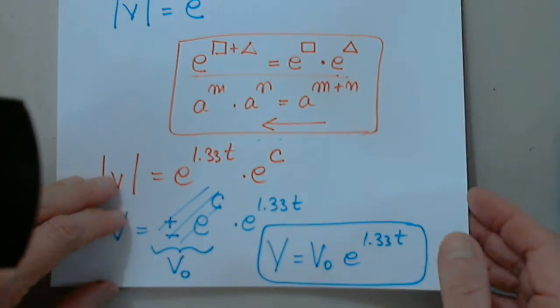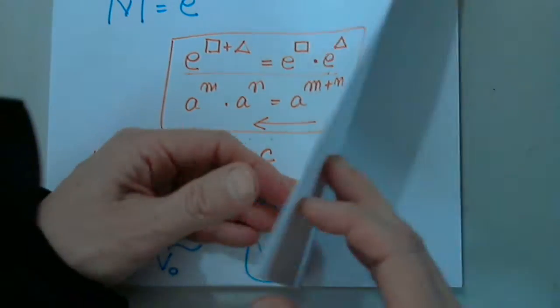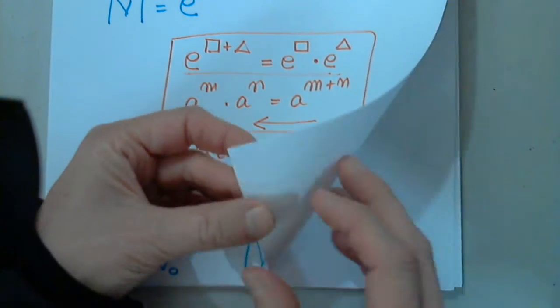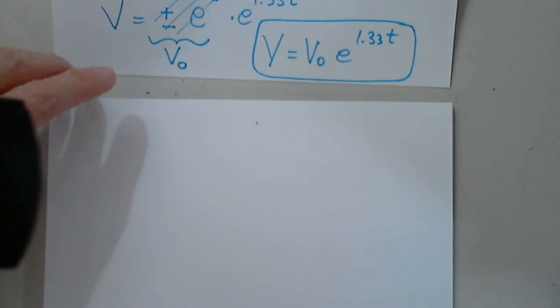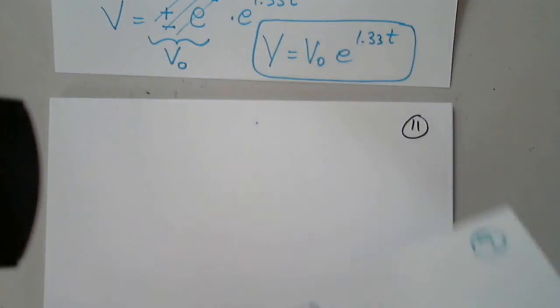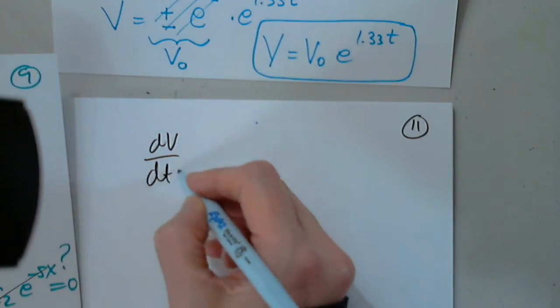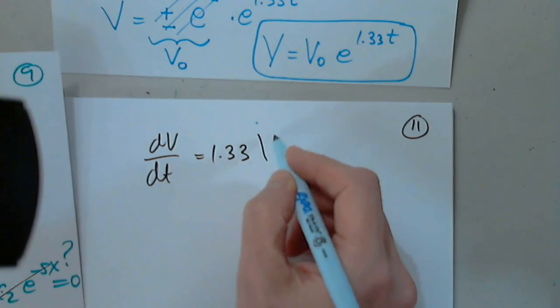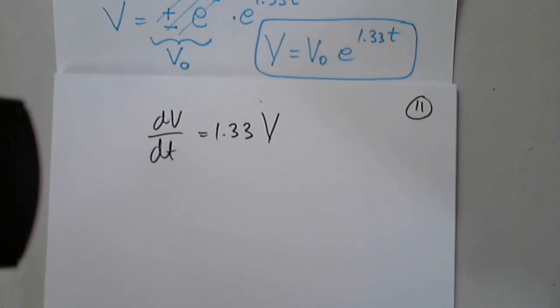Now in part B, they're asking us, now show that this is a solution to the differential equation. So I have to go back. First of all, this is my page 11. I have to copy this. So dv over dt equals 1.33v. Fine. So let's check it out.